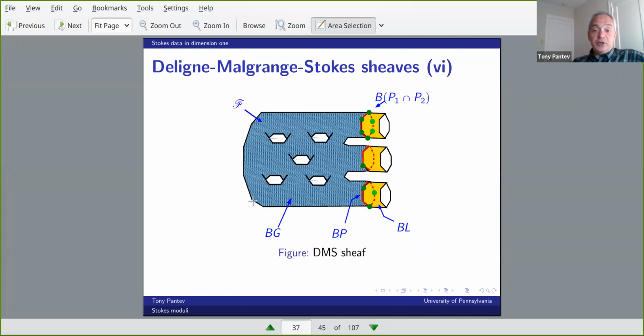Yeah, so here is the picture. We have BG in the interior. We have B of a Levi on each cylinder. We have B of a parabolic on each arc, and we have B of an intersection of two parabolics on each point. These parabolics, do they contain some fixed Borel subgroup or not? No, they're just parabolics.